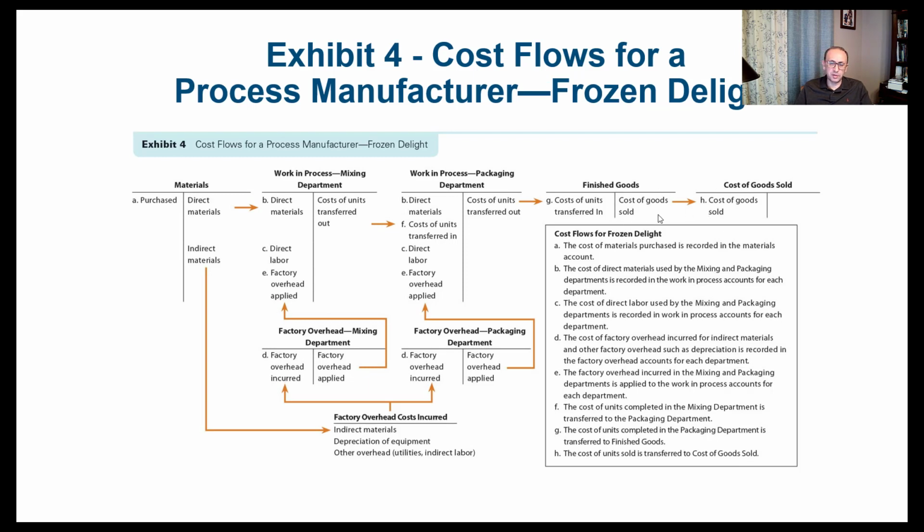So again, this will give you an example of how the flow works. And I know it might be intense, but if you think about it, you can simply break it down to the material that's purchased, the overhead, and we put them into the work in process by department, and then it's transferred from one department to another. It's transferred finally to finished goods, and then once it's sold, it goes to cost of goods sold.